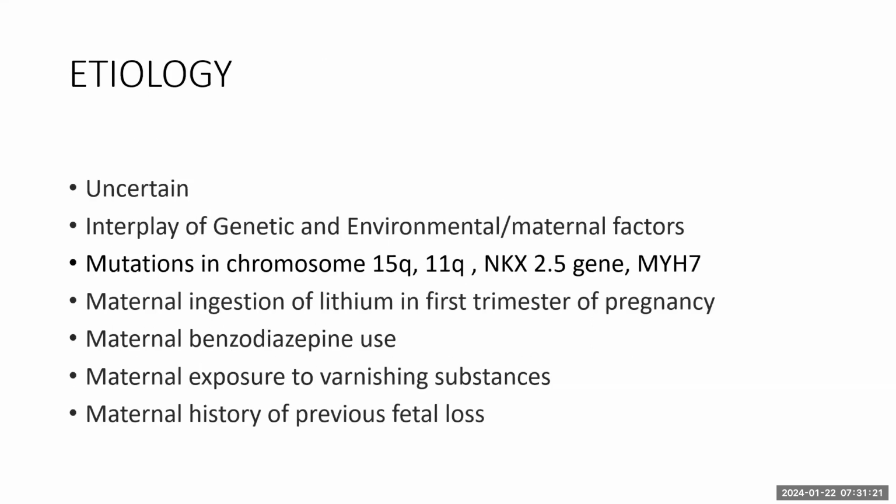The etiology of Ebstein anomaly is uncertain, though an interplay of genetic, environmental, and maternal factors has been implicated. It is thought to be associated with mutations in certain chromosomes, for example chromosome 15q, which is thought to be involved in the embryological development of the heart in utero. Then there's also mutation in the MYH7 gene, which is frequently associated with cardiomyopathies.